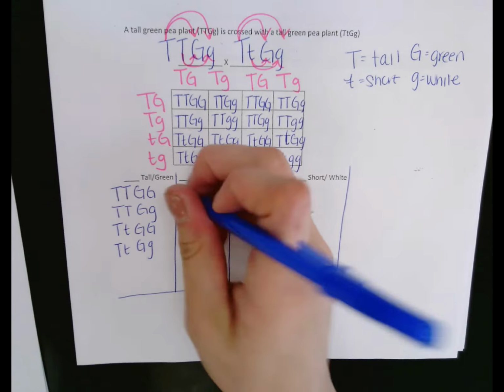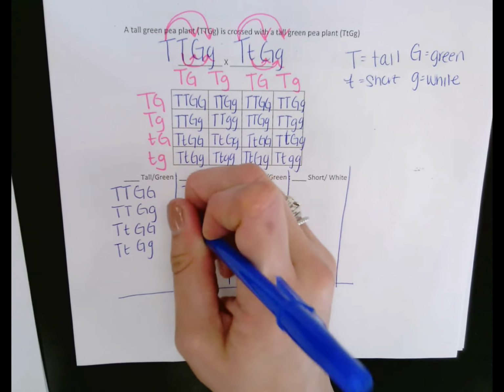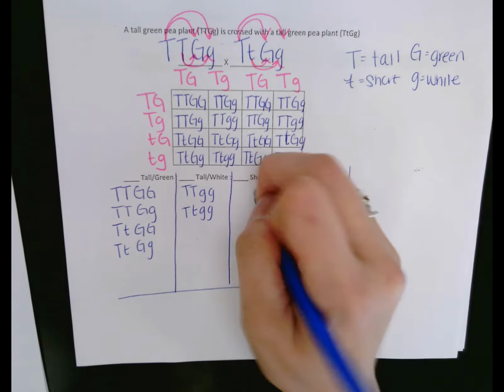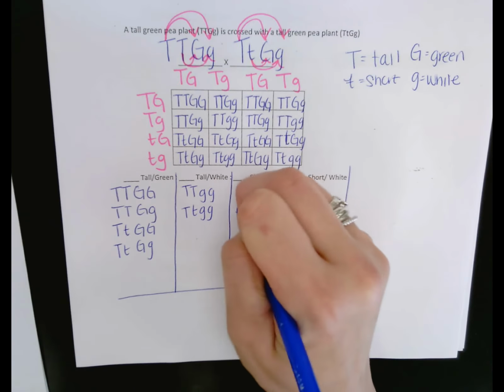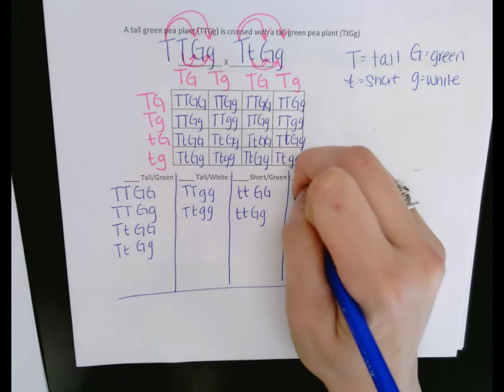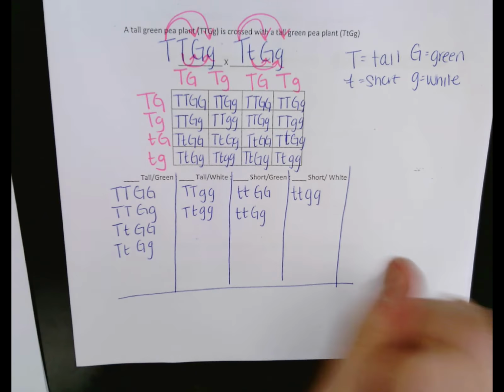For tall and white, we could have big T, little g, or we could have big T, little g, little g. For short and green, we could have little t, big G, or we could have little t, big G, little g. For short and white, there's only one, little t, little g. If you're struggling on that, make sure you come and see me.